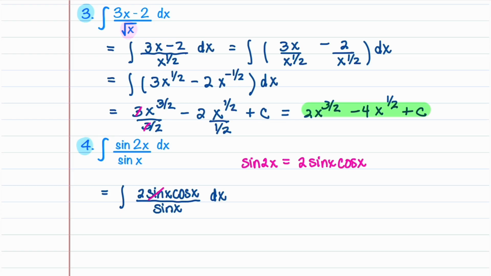We can then see that our sine x's are going to cancel, and this gives us the integral of 2 cosine x dx. And we can just go ahead and integrate that. We'll bring out the 2, and then the integral of cosine is sine. There's no negative there. And then we tack on our plus c. And that's the answer. Let's now look at some definite integral examples.